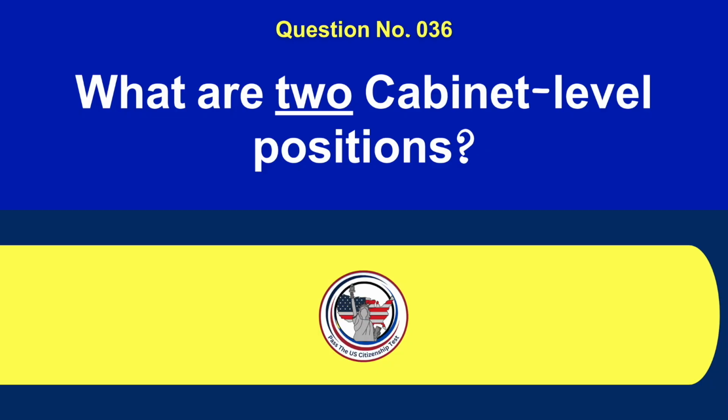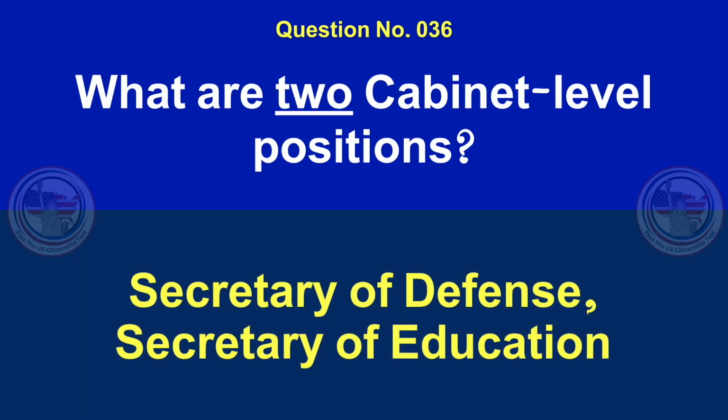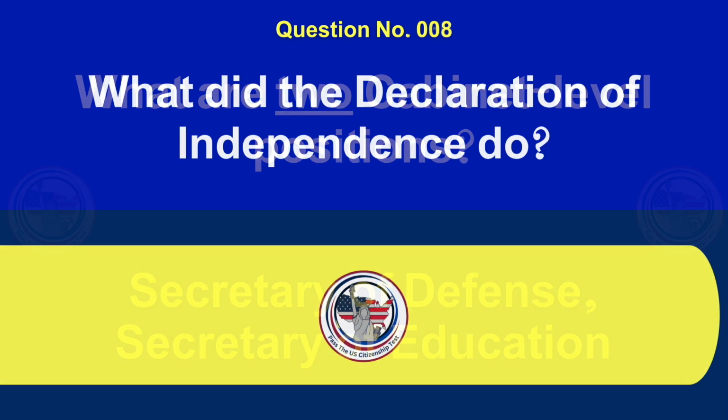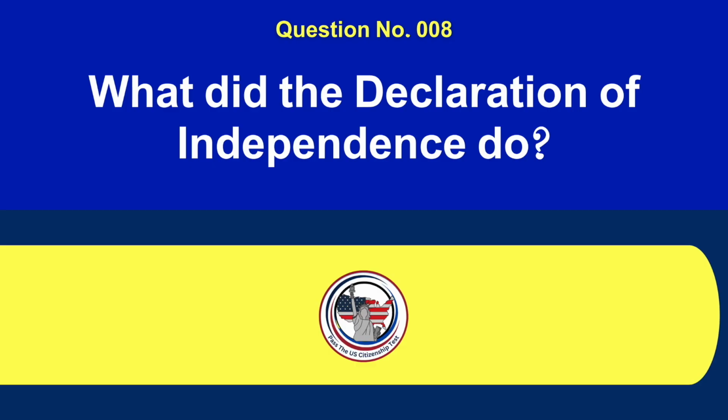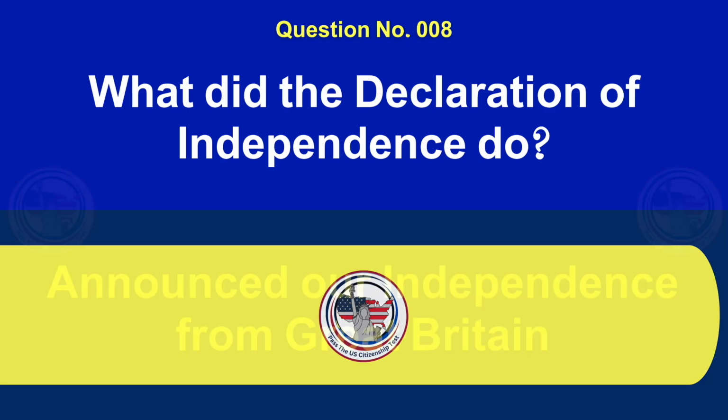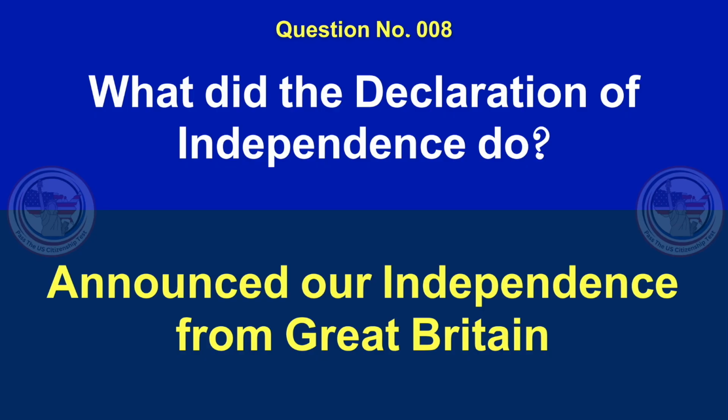What are two cabinet-level positions? Secretary of Defense, Secretary of Education. What did the Declaration of Independence do? Announced our independence from Great Britain.